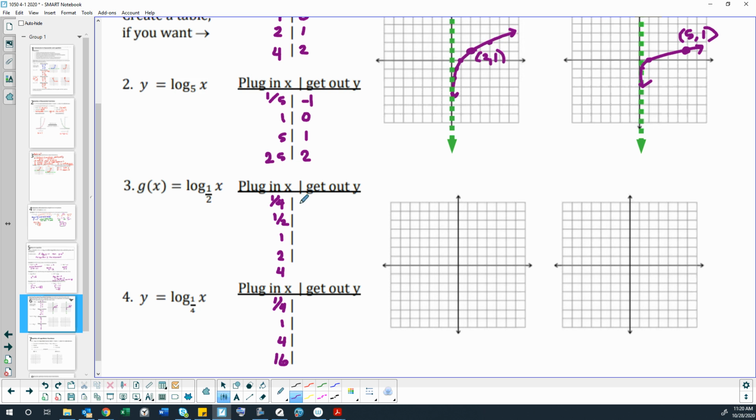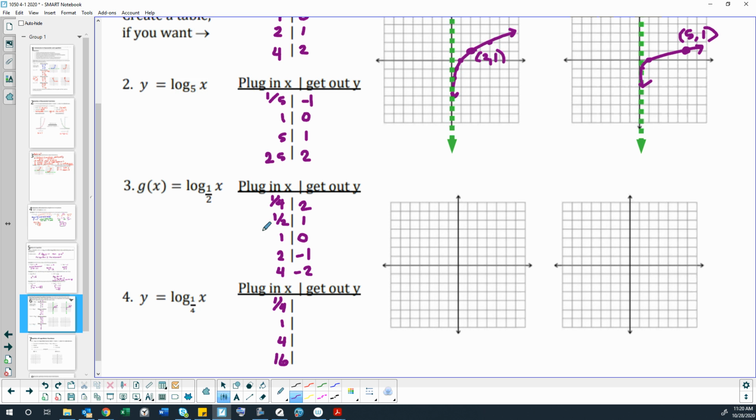I chose values for my x values just based on my base so that they are powers of my base. So 1/2 to what power is 1/4? Well, that would be a second power. 1/2 to what power would be 1/2? 1/2 to what power would be 1? Well, that's always 0. Anything to the 0 power is 1. 1/2 to what power would be 2? That would require that the fraction 1/2 be flipped over to a reciprocal, and in order to do that, we need a negative exponent. And then 1/2 to what power is 4 would also be a negative exponent, but then squared. So -2.